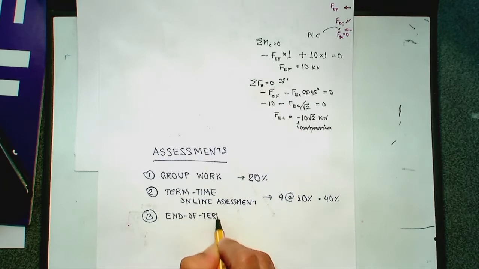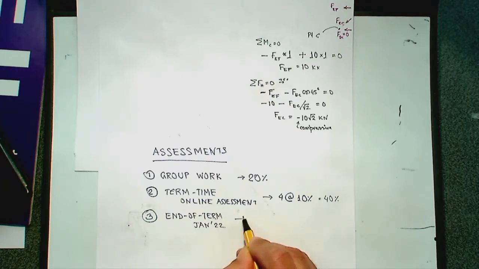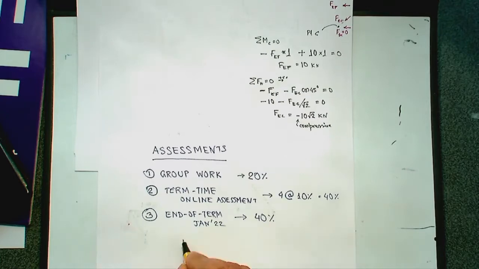This is in January, January 2022, and that would be 40%. That would cover the whole syllabus, the final January one. This one would be topic by topic. So the first one, what I'm planning, because of the way it has been organized this semester, is number 2, the first one, on reaction forces and equilibrium.